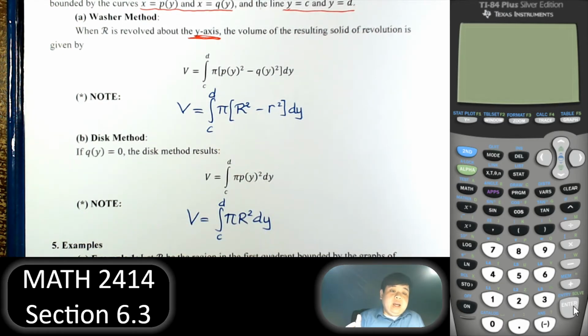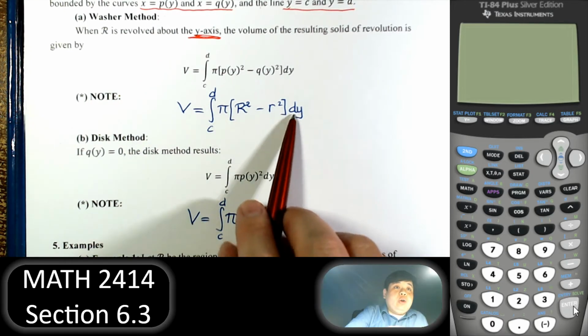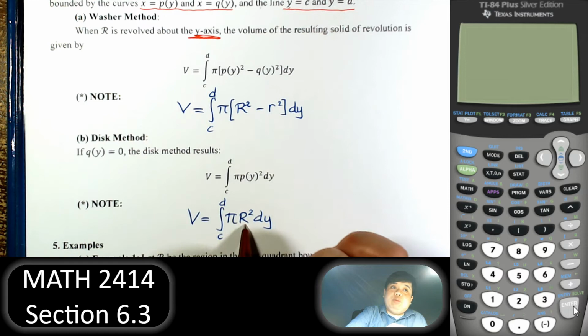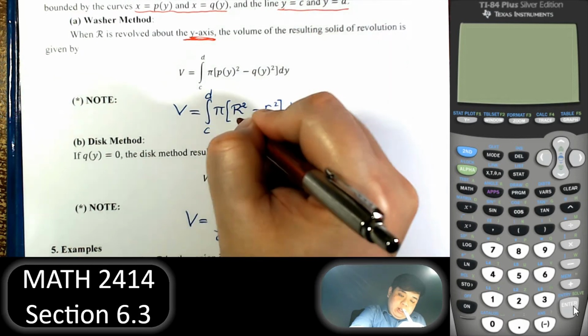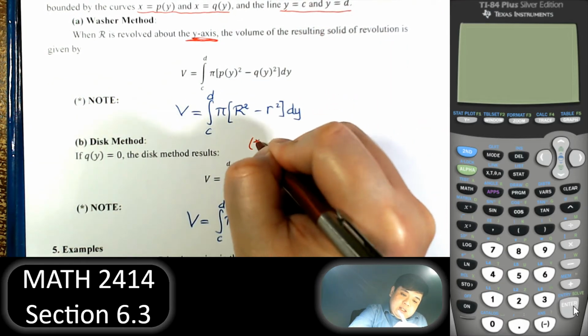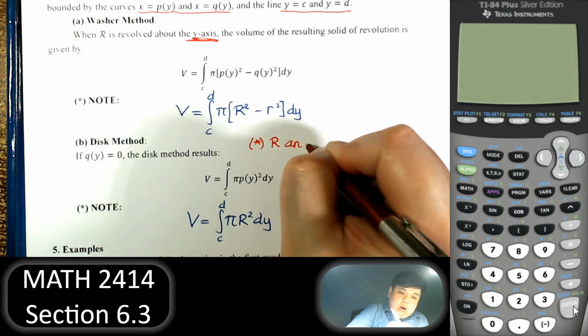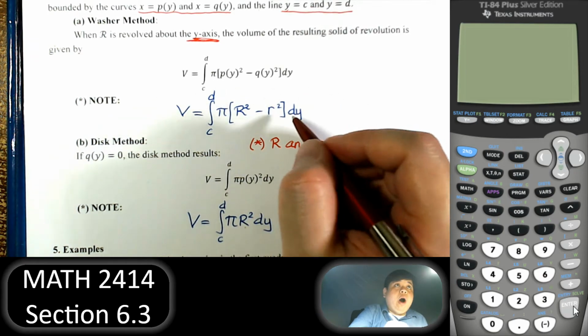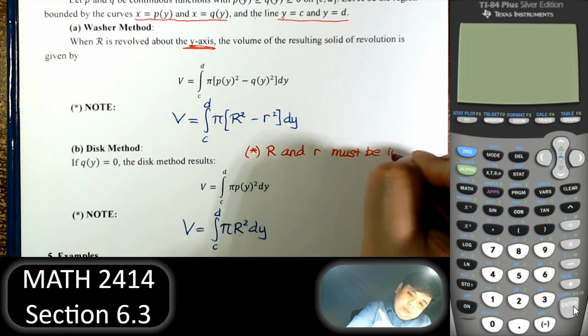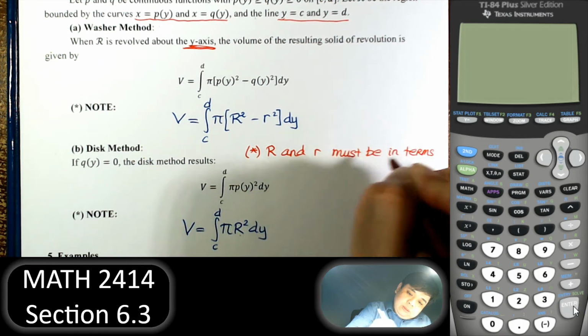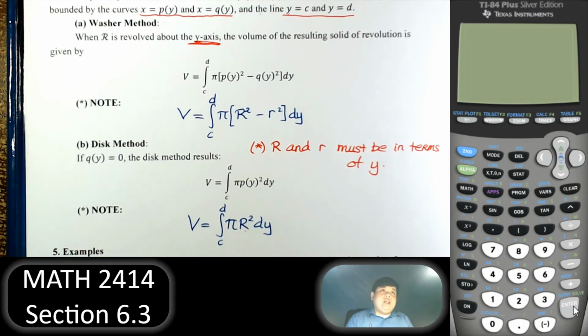What's important here, just like the last section, if we want to use dy, all of this has to be in terms of y. So there will be no more x in this quantity. Just note that big R and little r must be in terms of y. As always, big R is from the axis of rotation to the outer edge. The little r is axis of rotation to the inner edge.